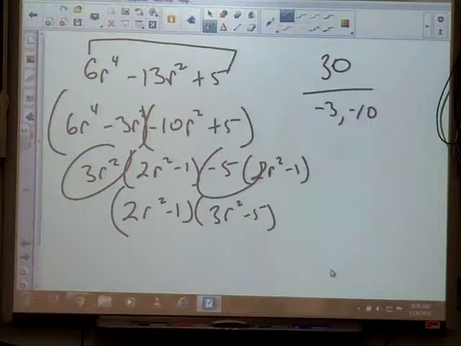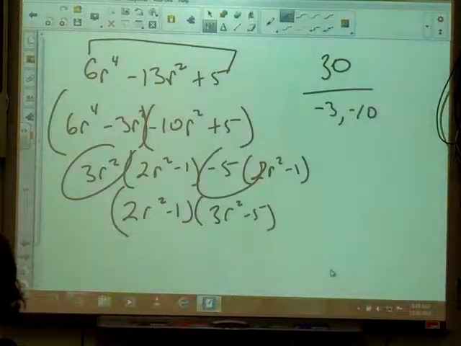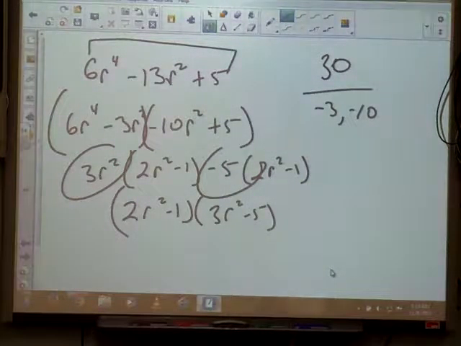All right, tomorrow still factoring. Tomorrow it'll be just some difference of squares and some of the shortcuts that we can use. Okay? So as Austin would say, they'll be around.